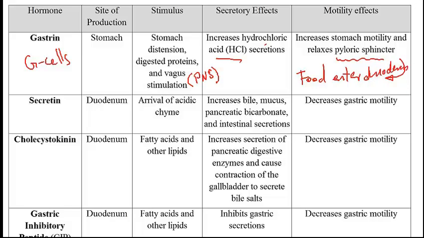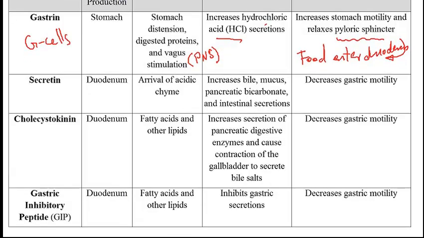Now, once food enters, the duodenum needs time to digest all of it. So there will be hormones that are secreted that will decrease the gastric motility. The duodenum is like, hold on a second, I don't want any more food. Give me time to digest all this.